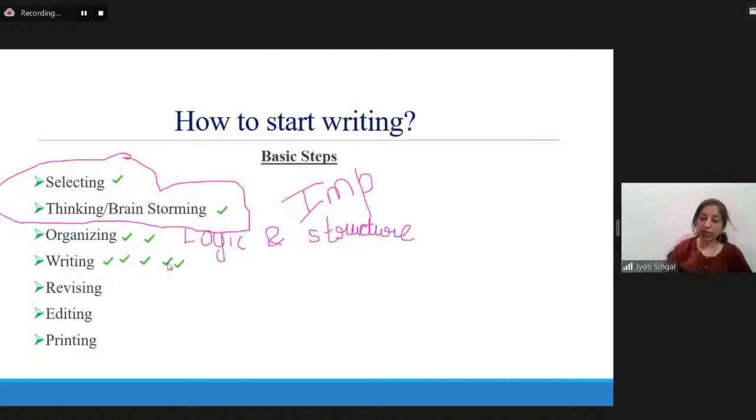Revising means checking each word, checking each line, whether it's making sense, because a revision always ensures better clarity, and a revision always ensures a check on spelling mistakes, a check on grammar mistakes, a check on ideas. That's why revision is very, very important.